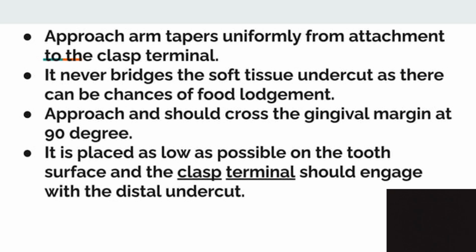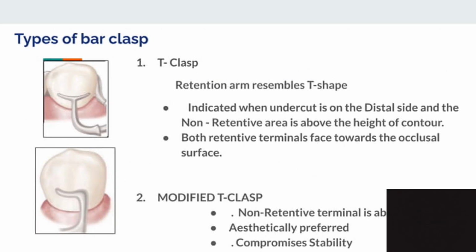The approach arm tapers uniformly from the attachment to the clasp terminal, and it never bridges a soft tissue undercut, as there can be a chance of food lodgement. So it is placed as low as possible on the tooth surface, and the clasp terminal should engage within the distal undercut. The types of bar clasp in use are the T clasp and the modified T clasp.